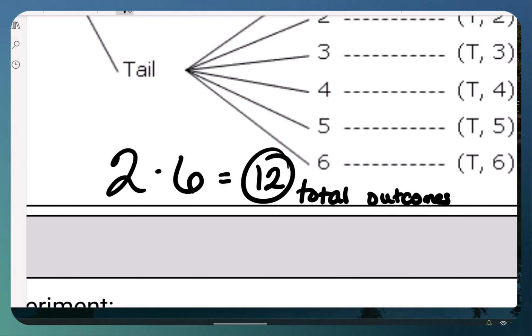You're going to do this every single time, whether you make a tree diagram or not. You've got to think, how many outcomes do I have in each event? And you're going to multiply those together. That's just kind of a basic question. It's actually called the fundamental counting principle, but they don't talk about it in section 6.1, okay?